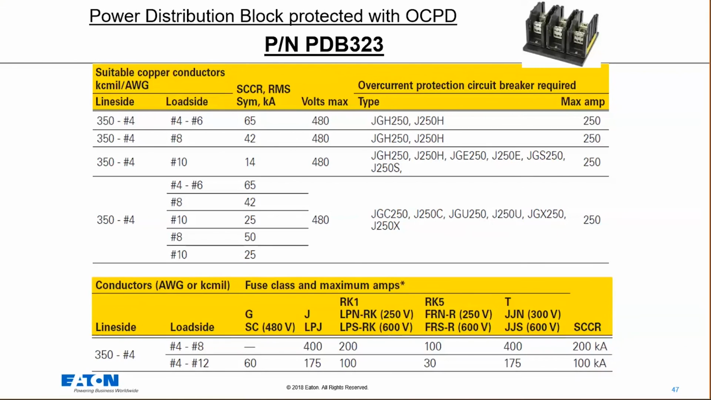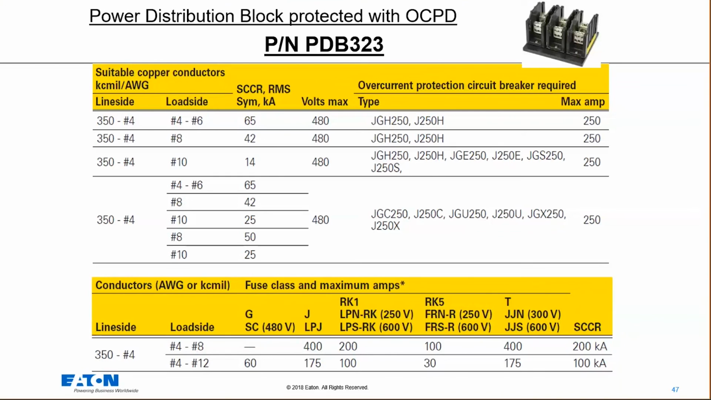Once again, if I want to drop and now go all the way down to number 12s, the nice thing is I can actually go down to number 12s now and get a high SCCR rating with a fuse. I could not get it with the breaker above. So if I do want to put 12s in the load side of that, I can now put some Class G fuses in there if I want. I can put Class J, RK1, Class T, Class RK5 if I want, and still get a 100,000 amp rating out of there.